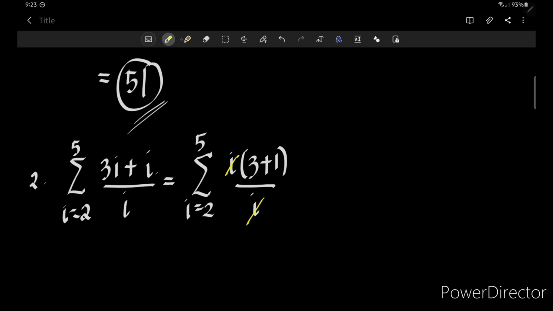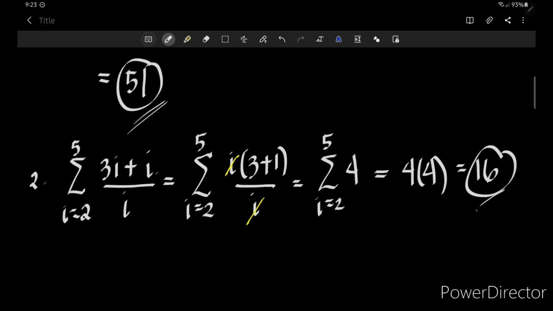Magkakaroon na lang tayo dito ng summation of 4, where i ranging from 2 to 5. So, this is equal to, by theorem 1, ilang beses mo i-add yung 4? Start ka sa 2, so you have 2, 3, 4, 5. 4 times. Kaya, meron kang 4 times 4, which is equal to 16. Ito yung sum ng ating problem.